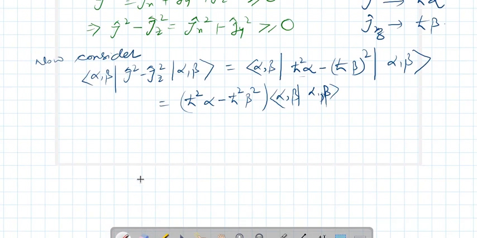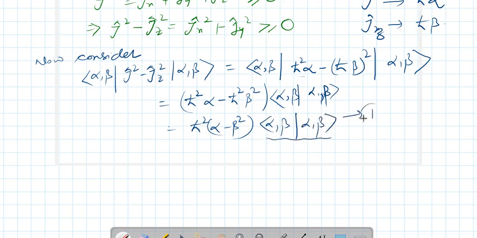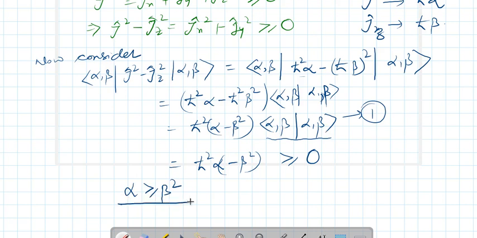Now what I can do, I can write it as ħ²(α − β²)⟨α,β|α,β⟩, and this is the normalization condition, and its value will be 1. So that means I can say that it is ħ²(α − β²), and it is always greater than or equal to 0. From here I arrive at the conclusion that α is greater than or equal to β². This inequality leads to this particular relation.